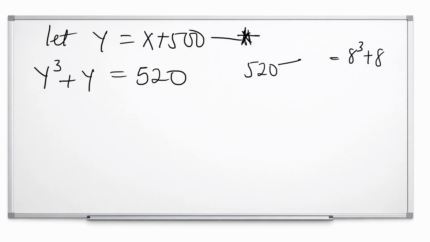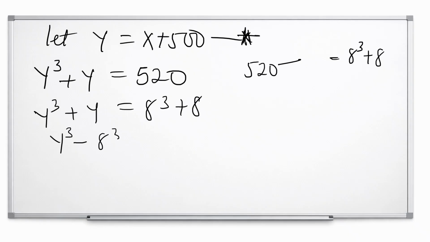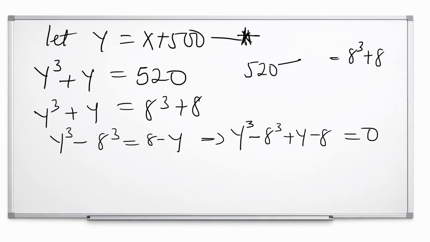Now, by proceeding from here, we're going to have y^3 + y = 8^3 + 8. Now, collection of like terms. Here I can have y^3 - 8^3 = 8 - y. In fact, we can rewrite it by putting everything on the left hand side. So this is going to be y^3 - 8^3 + y - 8 = 0. Yes, this is neater this way.